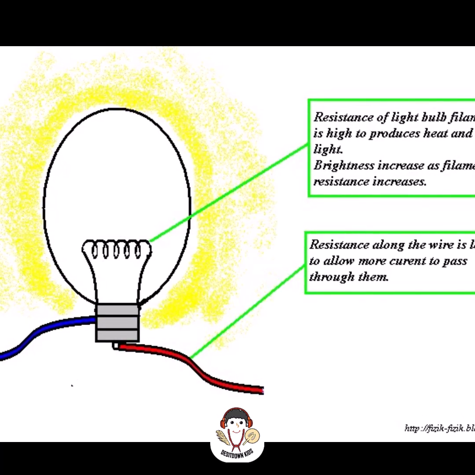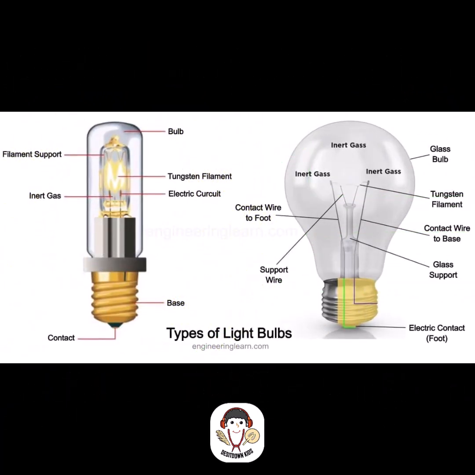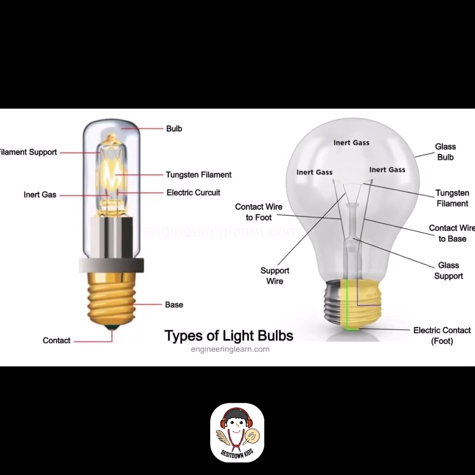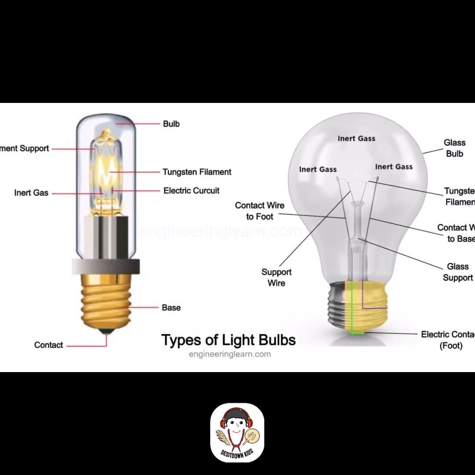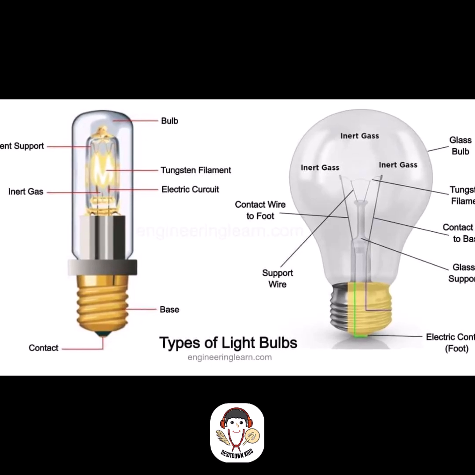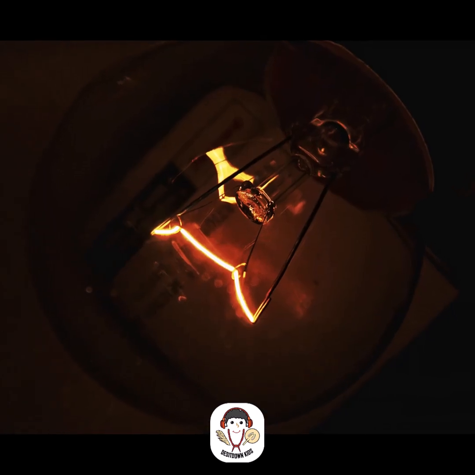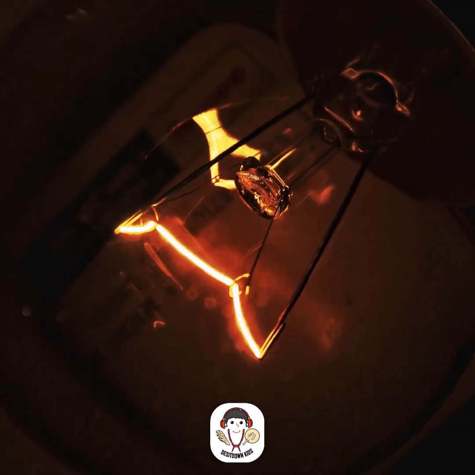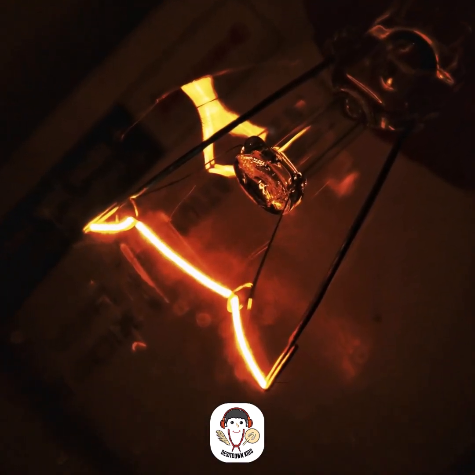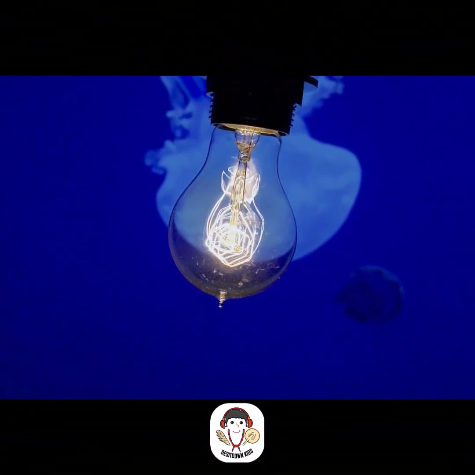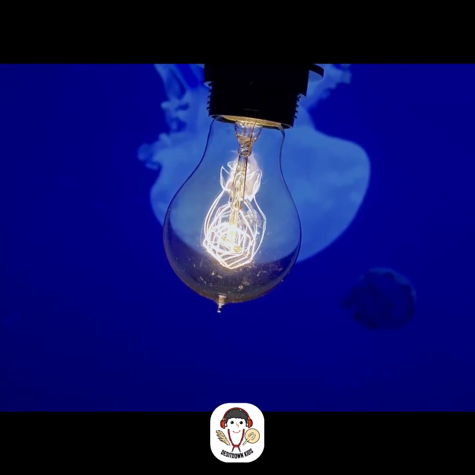Low temperature coefficient of resistance. The filament must not change its resistance significantly when heated or cooled, which would affect its current and brightness. High Young's modulus and tensile strength. The filament must be able to withstand the mechanical stress caused by its own weight and vibration without sagging or snapping. Sufficient ductility. The filament must be able to be drawn into a very thin wire without breaking or cracking.